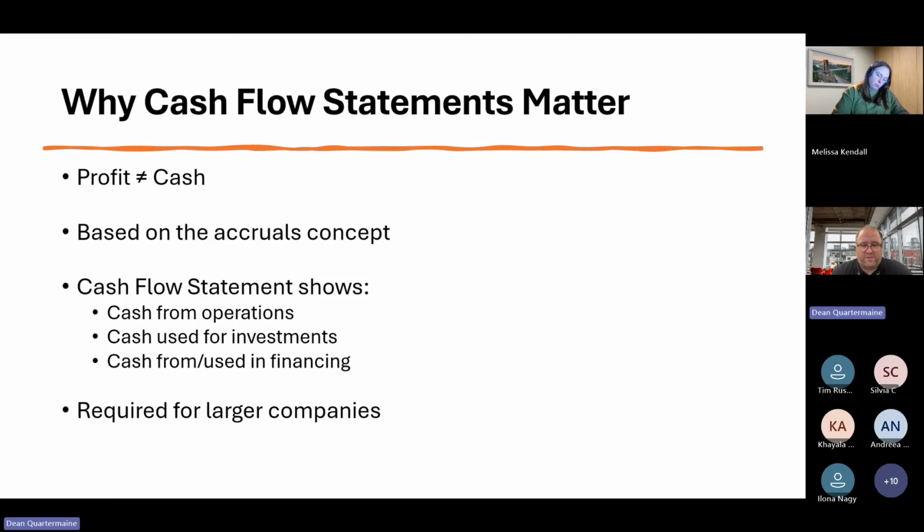And under IAS 7, it is required for larger companies. Larger companies, certainly PLCs, are required to produce a statement of cash flow that shows ultimately where the cash has been generated from and also where it's been spent.